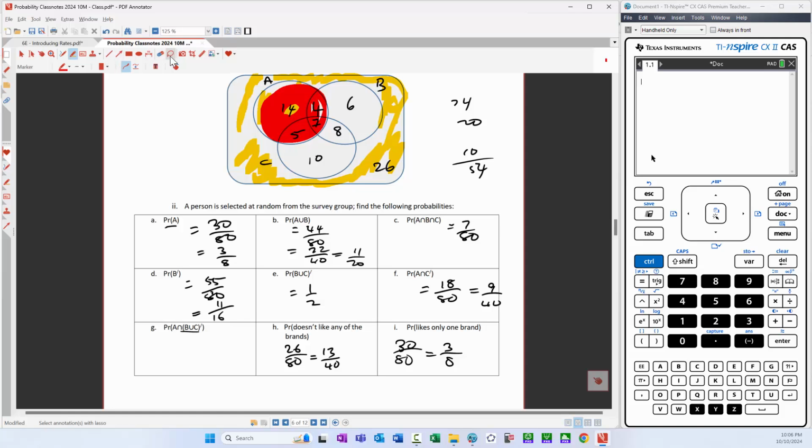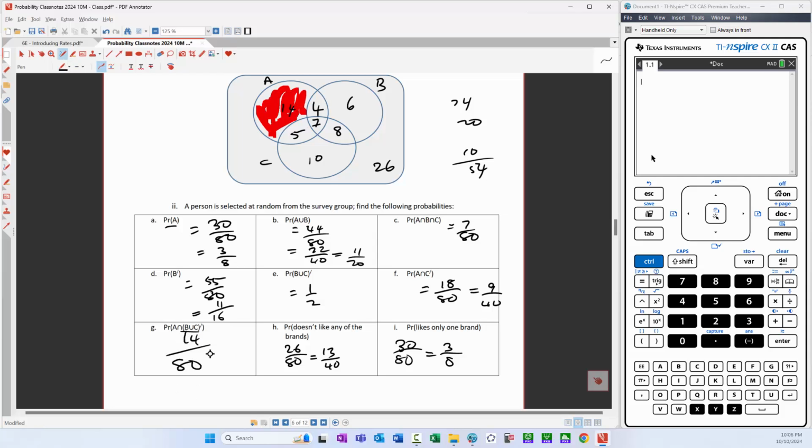All right, so what we'll do is get rid of all of the ancillary shading and just note that this was the only part that was shaded twice, was A only. So the probability here is going to be 14 out of 80, 7 in 40.